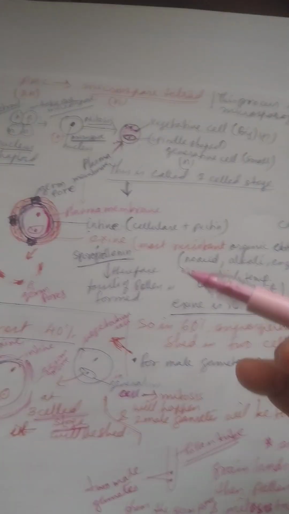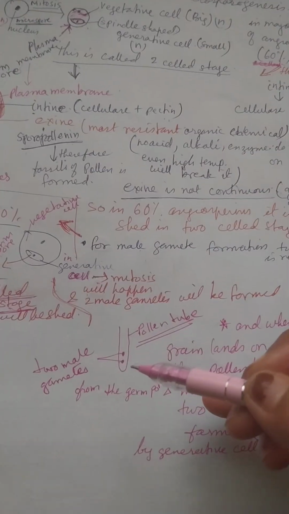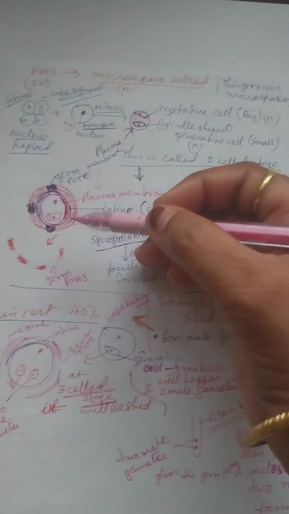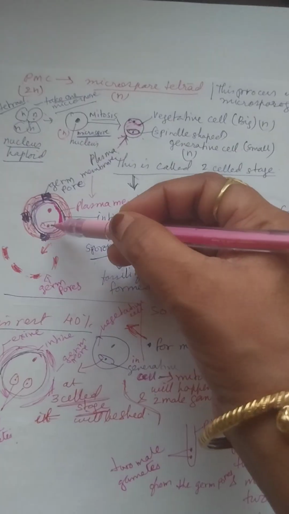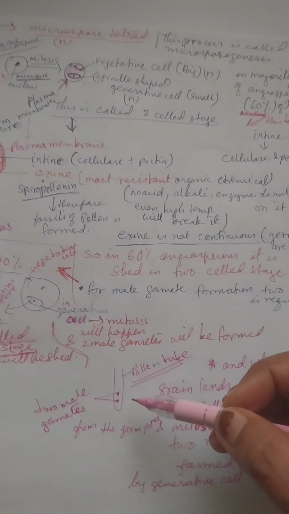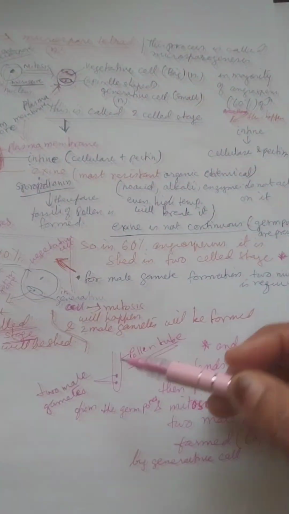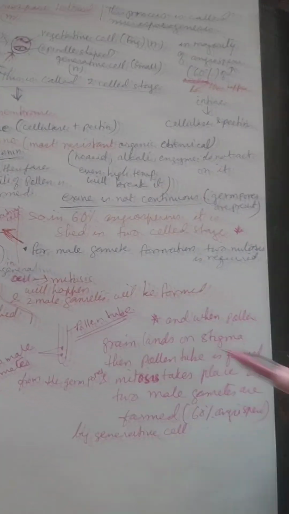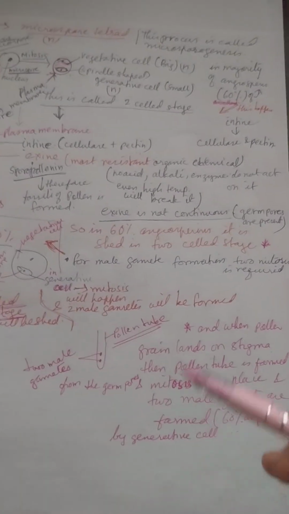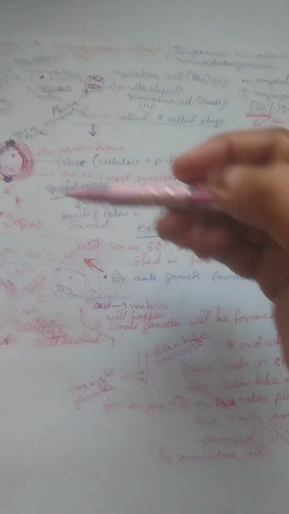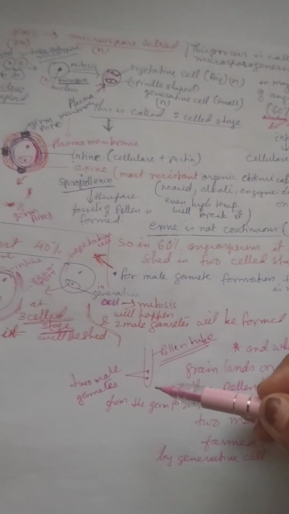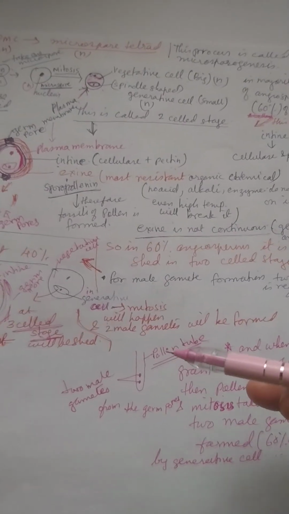And once they are shed, they will land on the stigma of the flower, and from the germ pore, the intine, the pollen tube will develop. And now one mitosis will take place in the generative cell, and two male gametes will be formed. But they will be shed in two-cell condition. This will happen when the pollen grain lands on the stigma of the flower.